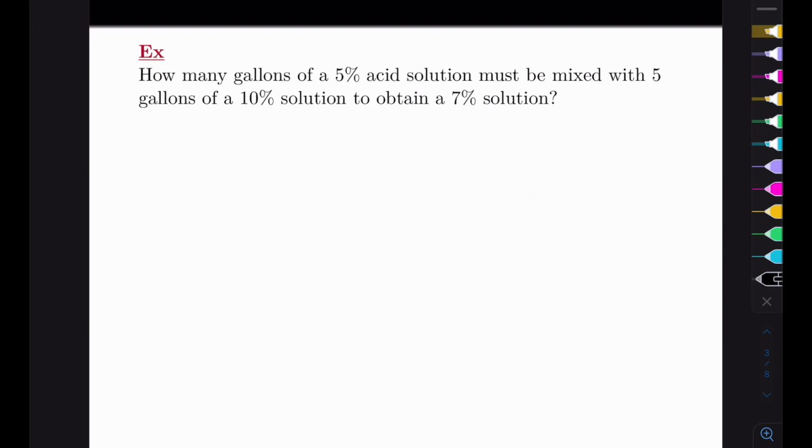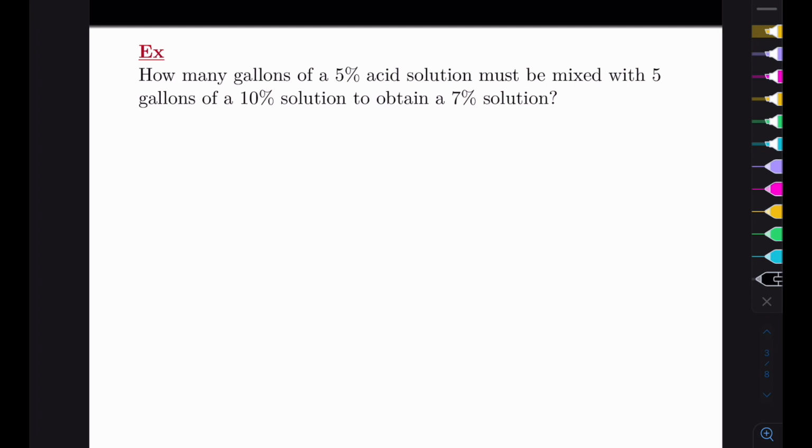Okay. One of the most important types of problems we're going to do are mixing problems. If you've taken a chemistry class, you've done something like this before. Concentrations only come in certain percentages, but to do some kind of experiment, you need a percentage you don't have. So we're asked: how many gallons of a 5% acid solution must we mix with 5 gallons of a 10% solution to obtain something in the end that's 7%? Again, a very short statement, but a lot of info thrown at us.